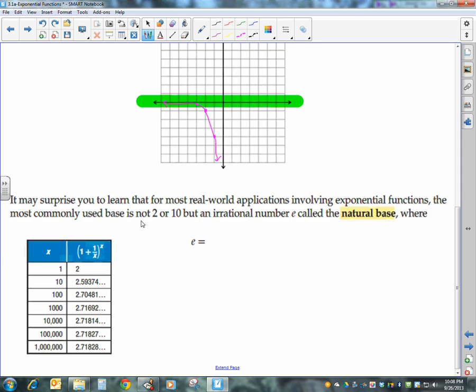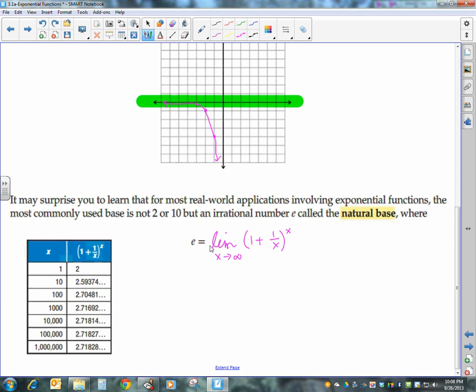It's actually a number that we use as a base, and it's found in real world applications more often than the number 2 or the number 10. But more importantly, what does it represent? It is the value of this expression, the limit as x approaches infinity of (1 + 1/x)^x, which is what I have right here.